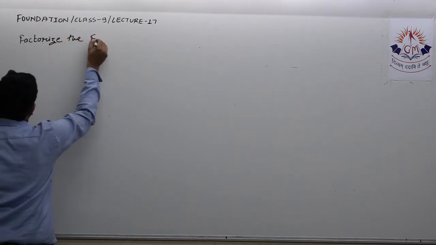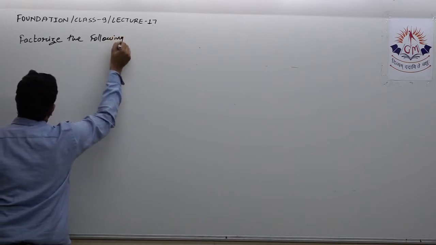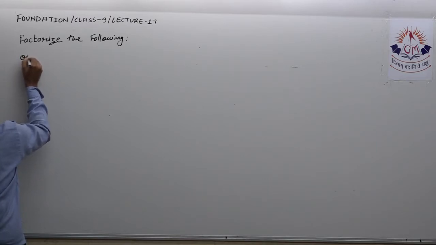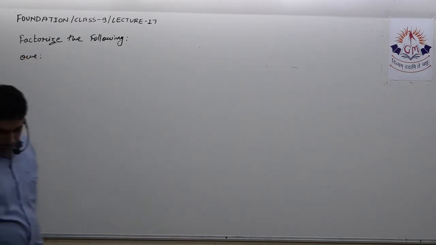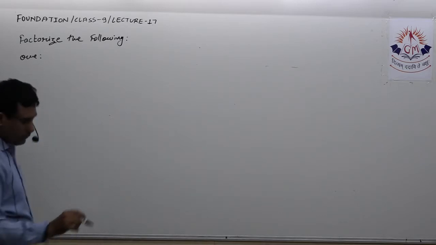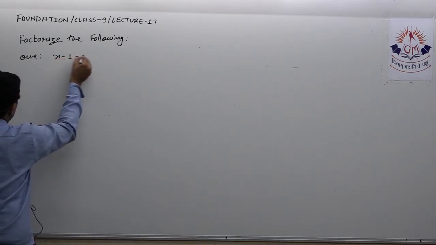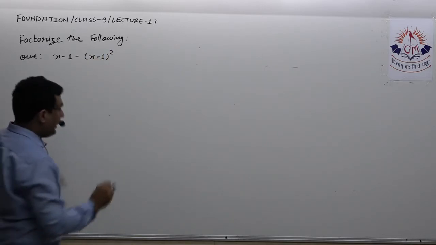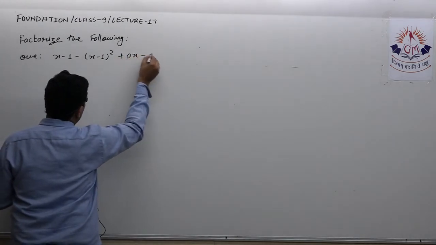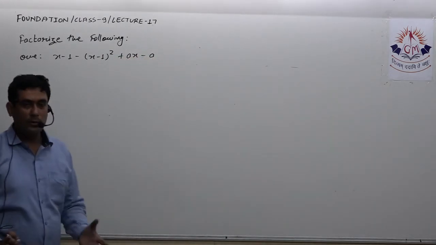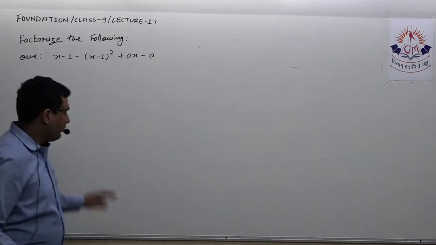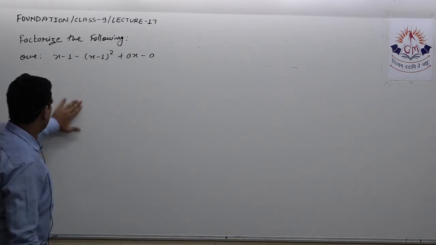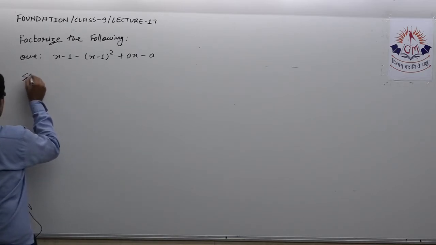Factorize the following. Okay, in this, the very first question is x minus 1 minus (x minus 1) whole square plus ax minus a. This is almost similar to grouping the terms, but slowly I will increase the level. So this is one of the easiest questions, I can say. So let us see how to factorize this.